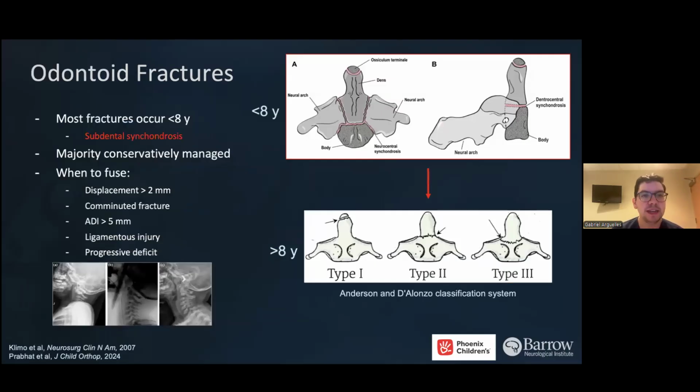So the next one is dense fractures. Again, similar idea here. You have these synchondroses. They fuse by a certain age here, the thought around age 8, which can mimic a fracture on a CT, and you don't want to confuse them. Majority of these are conservatively managed. You want to fuse them when they're pretty displaced, when they're comminuted, when the ADI is pretty high, or they have some deficit.